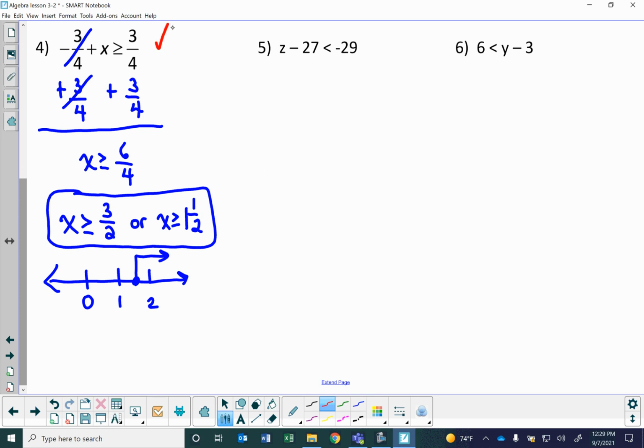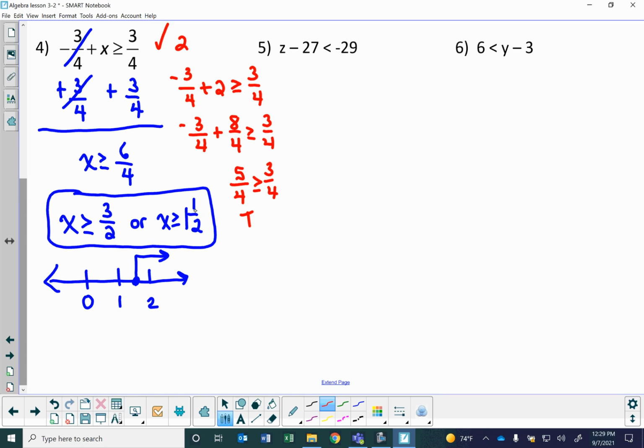All right, so I'm going to check. I need a number that's greater than or equal to 1.5, so let's choose 2. So negative 3/4 plus 2 is greater than or equal to 3/4. Okay, well, just remember, negative 3/4. If I put 2 in fourths, that's going to be 8/4. So negative 3/4 plus 8/4 is greater than or equal to 3/4. Well, negative 3 plus 8 is 5/4, which is definitely greater than or equal to 3/4, so that works.